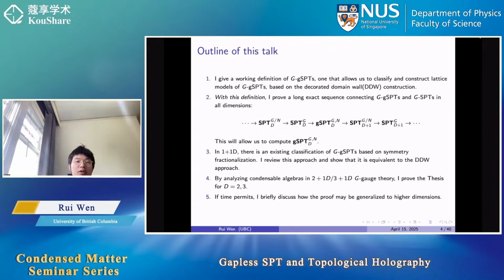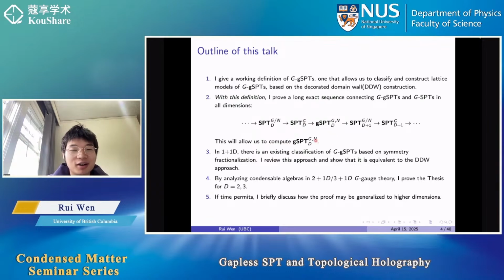Here's the outline of this talk. I will give a working definition of G-gapless SPTs. G means that I will only focus on systems with invertible symmetries; I'll briefly discuss non-invertible generalization near the end of this talk. This definition allows us to classify and construct lattice models of G-gapless SPTs based on the decorated domain wall construction. With this definition, I can prove a long exact sequence connecting G-gapless SPTs and gSPTs in all dimensions, and this will allow us to compute the classification of gapless SPTs.